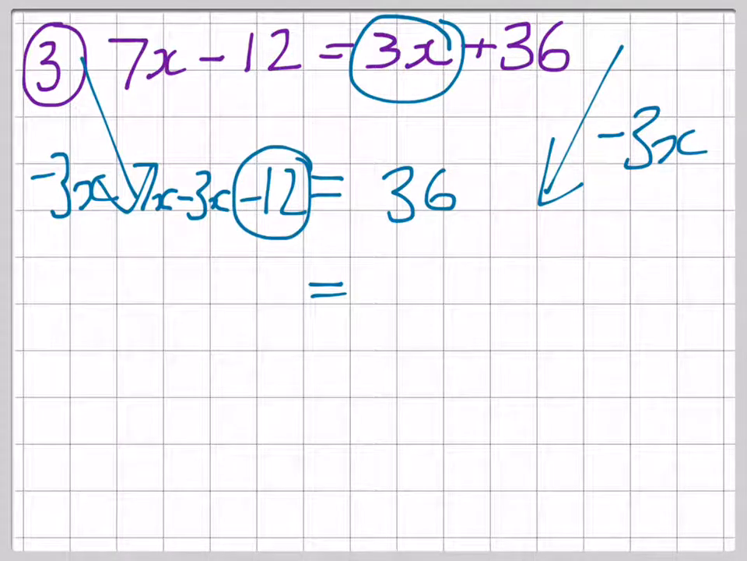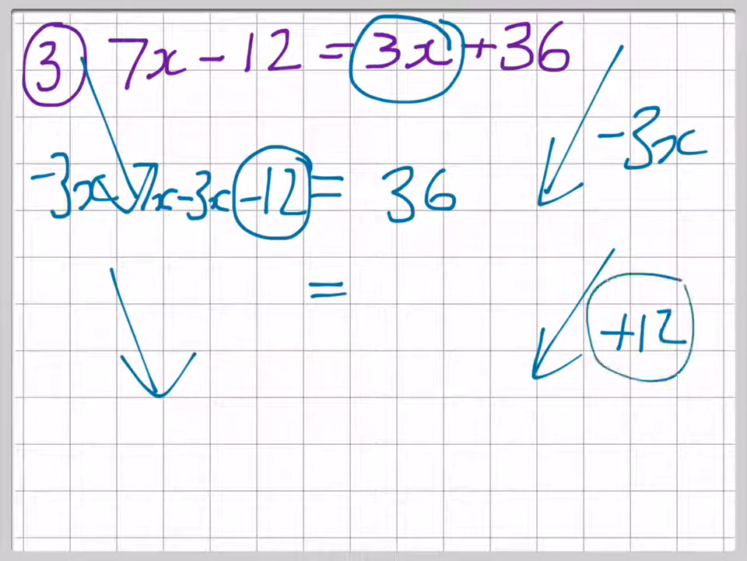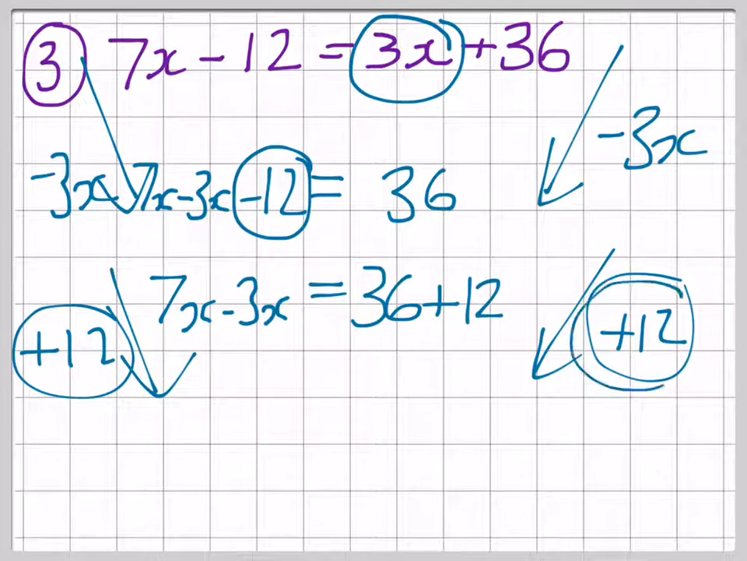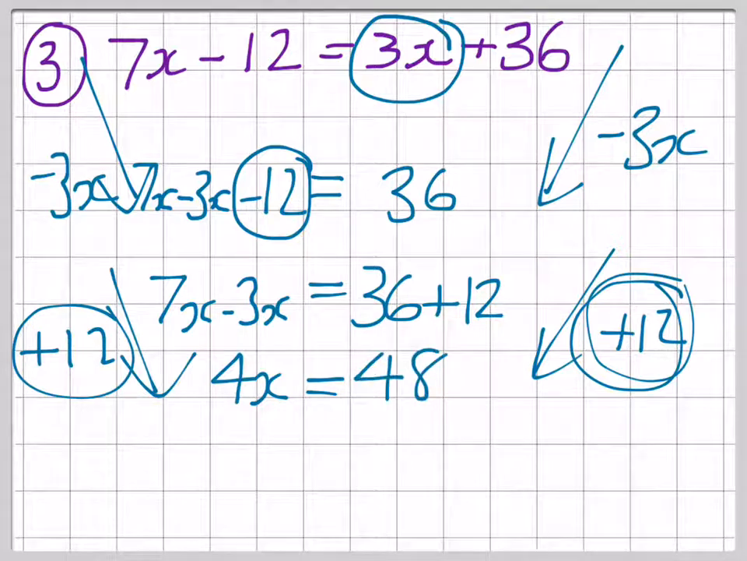Okay, let's get rid of this minus 12. We don't want numbers in with the x's. So the opposite of minus 12 would be plus 12 on both sides. So on the left we've got 7x minus 3x. On the right we've got 36. Add on the 12 from here. Simplifying, 7x take 3x is 4x. And on the right, 36 add 12 is 48.